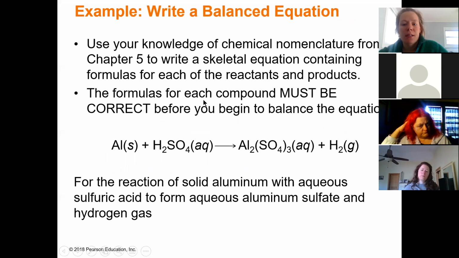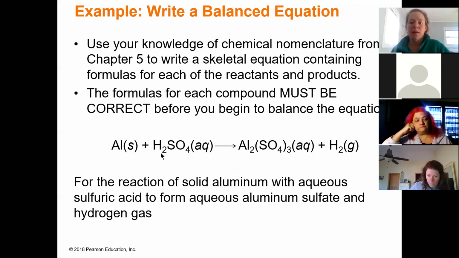So let's look at this guy right here. We've got aluminum combines with sulfuric acid to produce aluminum sulfate and hydrogen gas.